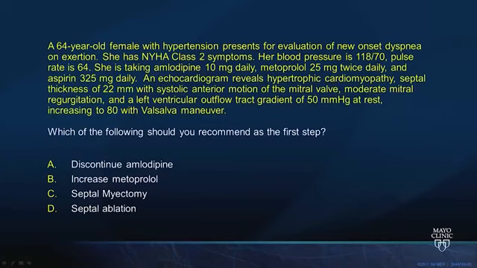Okay, next question. A 64-year-old woman with hypertension is evaluated for new onset of dyspnea, class 2 symptoms. Blood pressure is 118, pulse is 64. She's on amlodipine 10, metoprolol 25 twice a day, and an aspirin. She has hypertrophic cardiomyopathy with a dynamic outflow tract obstruction that goes up to 80 millimeters of mercury with Valsalva. What would you recommend for her? Stop the amlodipine, increase the metoprolol, septal myectomy, or septal ablation?